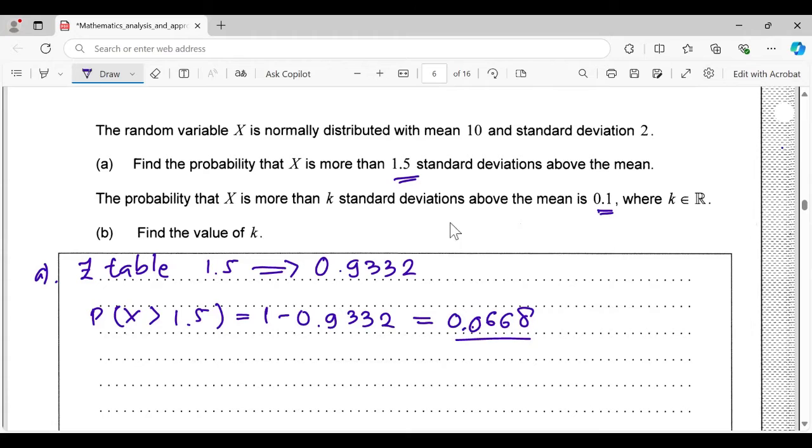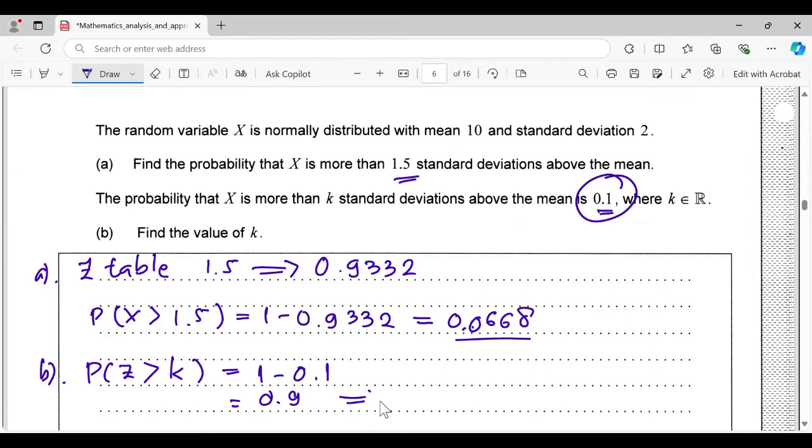For k an element of the real numbers, find the value of k. Right. Also, through the Z table, the probability that z greater than k is 1 minus 0.1. Okay, because this is 0.1, so it is 0.9.